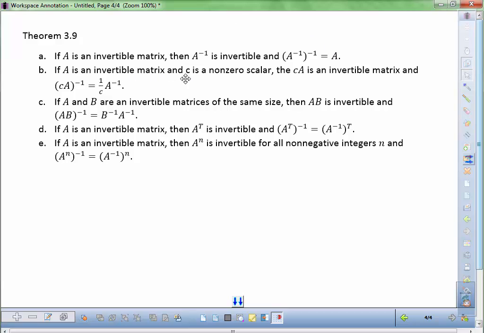If A is invertible and C is a non-zero scalar, then C times A is also invertible. So you want to take the multiplicative inverse of the scalar and multiply that by the inverse of the matrix. This is the tricky one. If A and B are invertible matrices of the same size, then the product AB is also invertible, and the inverse of this is equal to B inverse times A inverse. That's kind of cool.